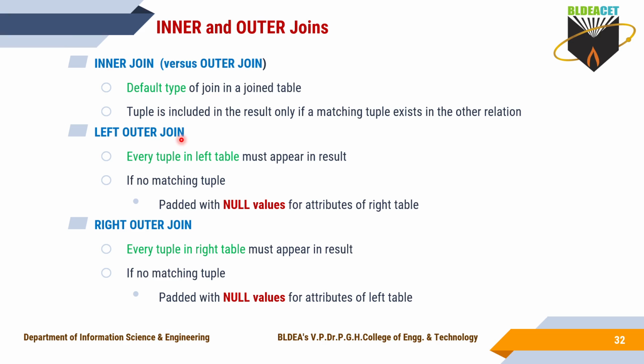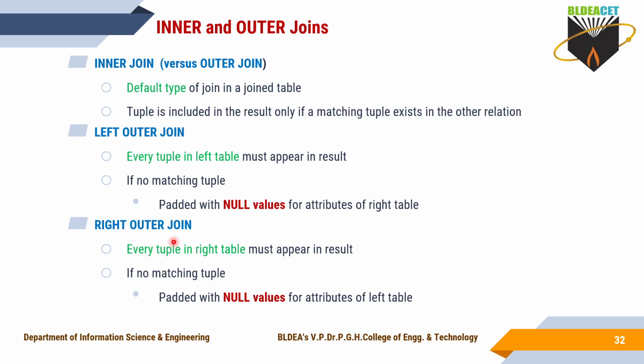Next is left outer join. Left outer join retrieves all the tuples of the left table. Even if a matching tuple does not exist, in place of it, it retrieves null values for the attributes of the right table. Where the condition is satisfied, it retrieves the value, and where the condition is not satisfied, it retrieves a null value.